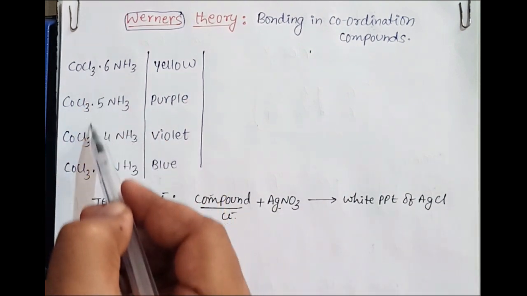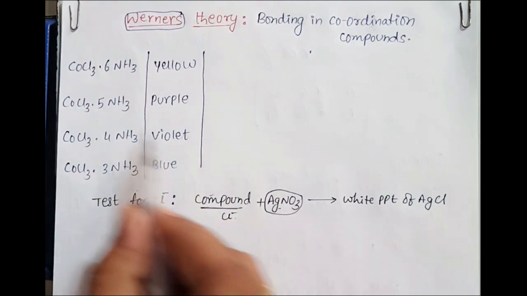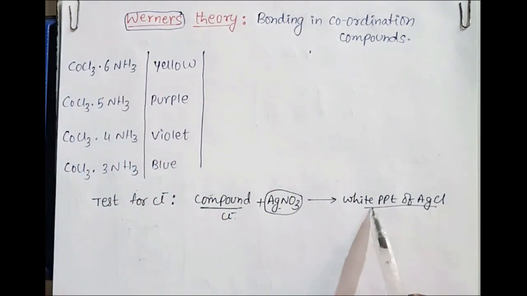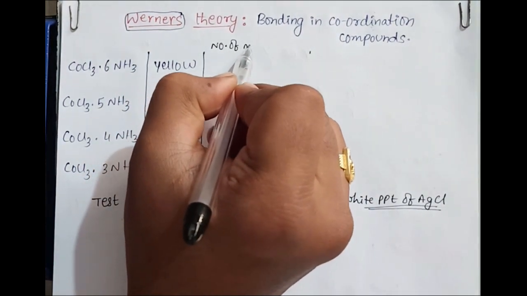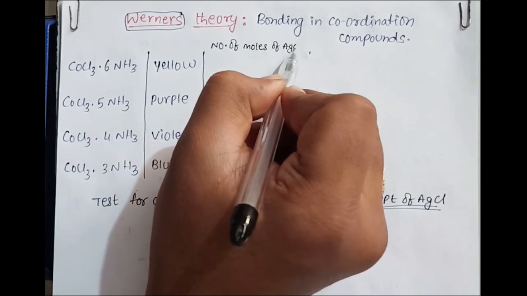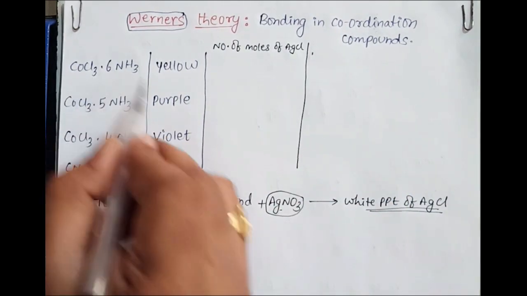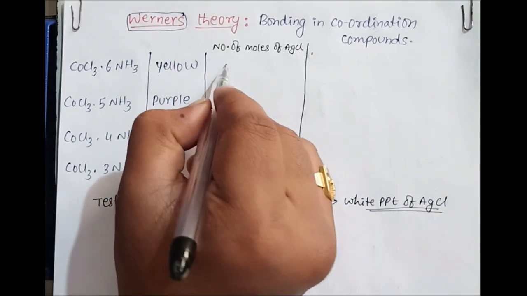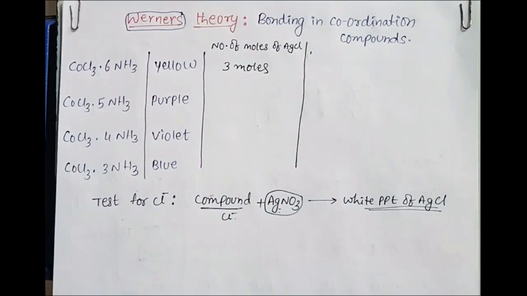Here, all these compounds have chloride ion, so he reacted each compound with AgNO3 and calculated the number of moles of AgCl formed. He took the first compound and reacted it with AgNO3. Obviously there are 3 chloride ions, so 3 moles of AgCl are formed. It was a very obvious thing.